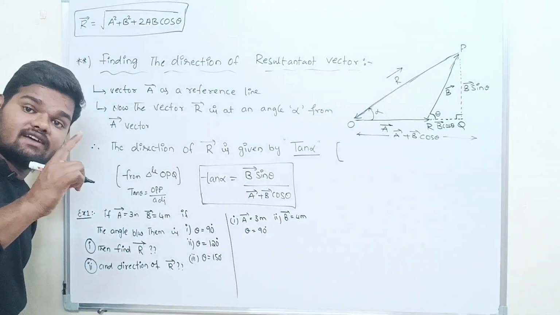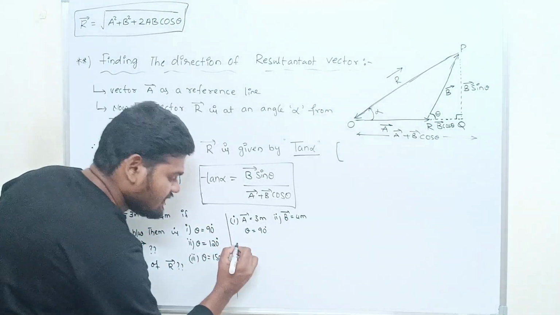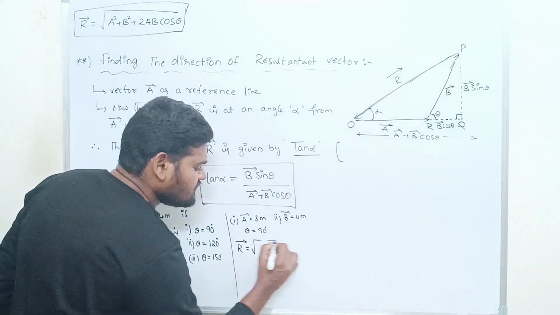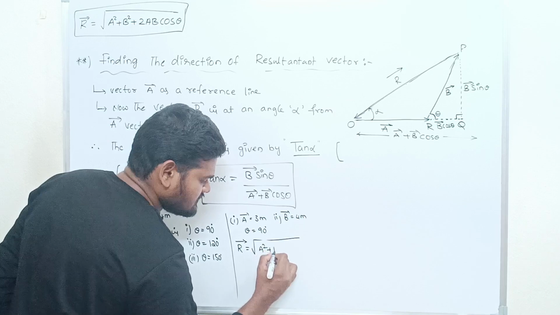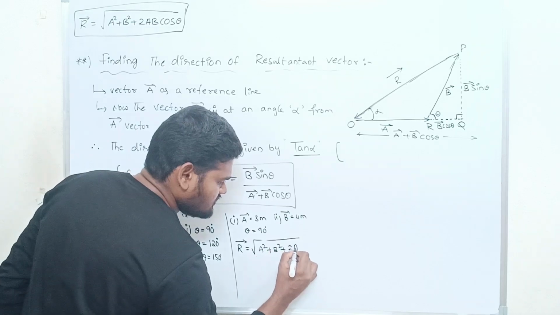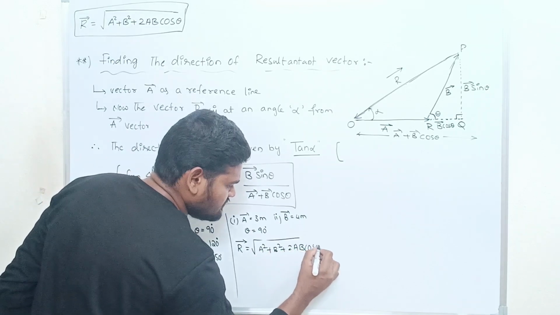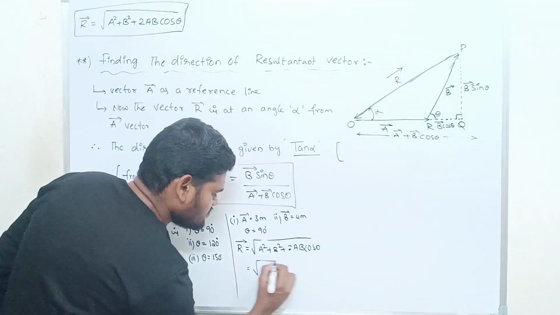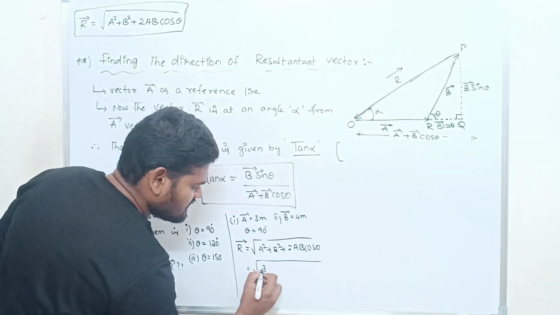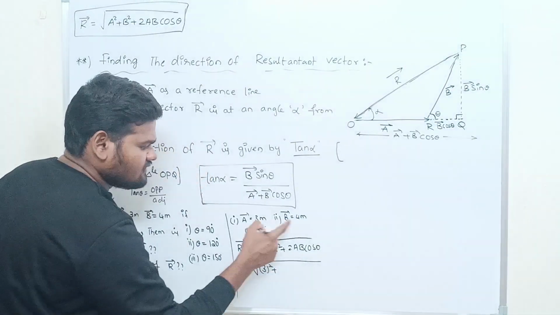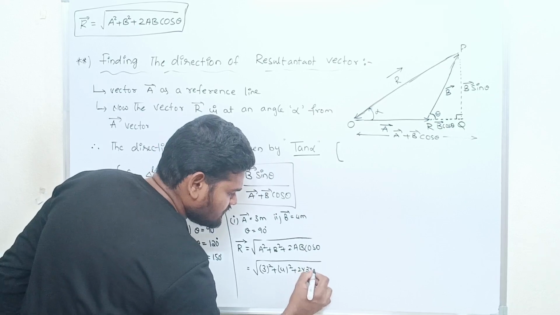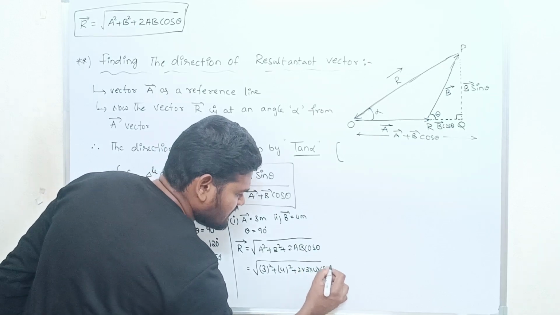So how to find the resultant vector? By using triangle's law. R bar is equal to under root of A square plus B square plus 2AB cos theta. So that is equal to under root of, what is A? 3 square. What is B? 4 square. Plus 2 into 3 into 4 into cos 90 degrees.